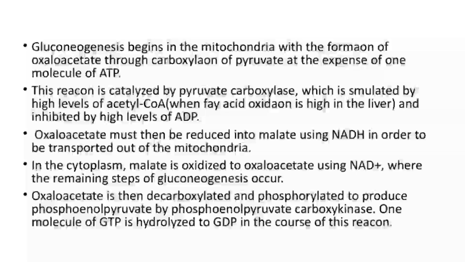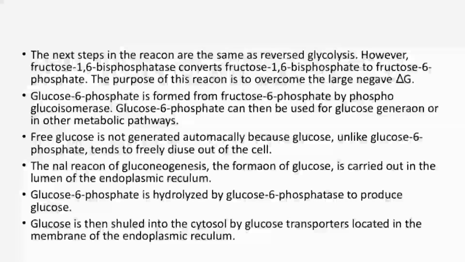These steps are crucial because they link the mitochondrial and cytoplasmic phases of gluconeogenesis, enabling the liver to produce glucose when needed, especially during fasting or intense exercise. Now, moving on to the next steps in gluconeogenesis, it's interesting to see how they mirror the reactions of reversed glycolysis. But there's an important enzyme here, fructose 1,6-bisphosphatase, that plays a crucial role. It converts fructose 1,6-bisphosphate back into fructose 6-phosphate.